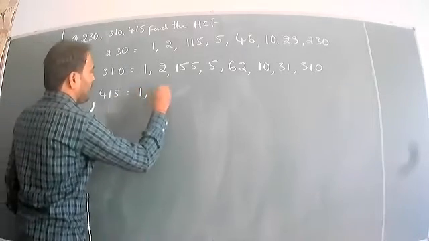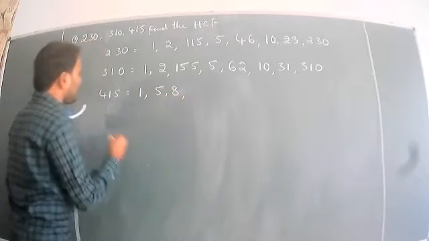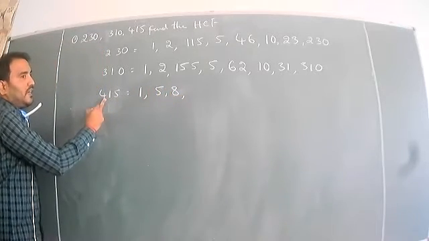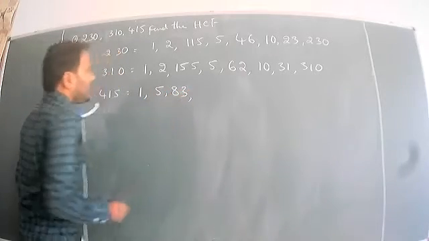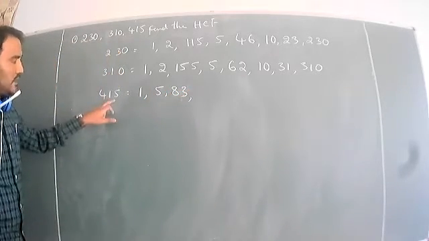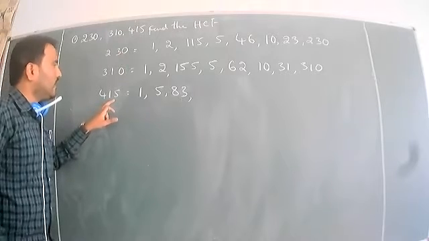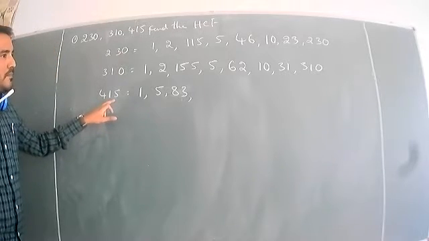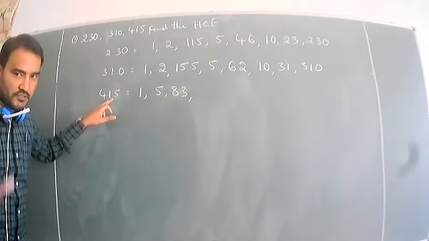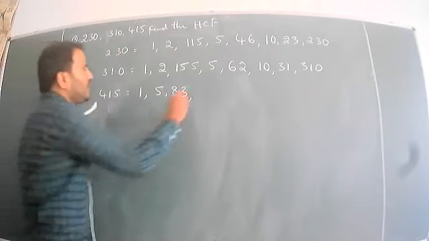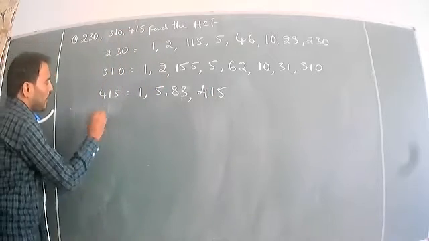Next 5. Yes. 5 8s are 40, 1 remaining, 5 3s are 15. Next 6, no. 7, 8, not divided. 9, no. 10 cannot divide it, only 0 is in the ones place. Okay. Next finally 450. Okay, now write the common factors.